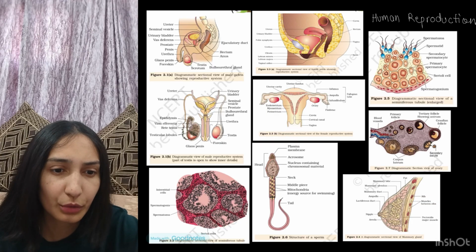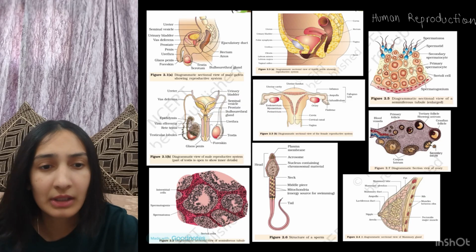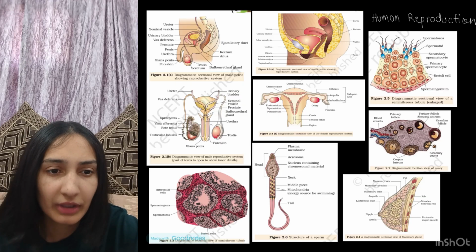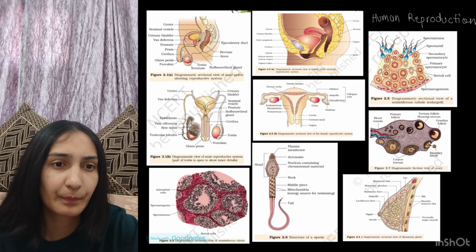Now in figure 2.2 you can see a diagrammatic sectional view of seminiferous tubules. This labeling comes often: interstitial cells, spermatogonia, spermatozoa and Sertoli cells.